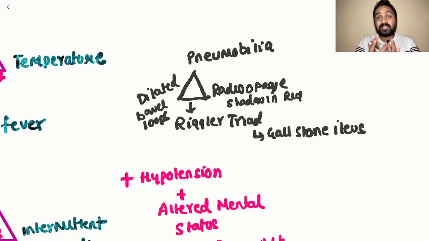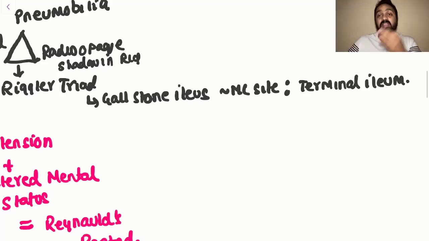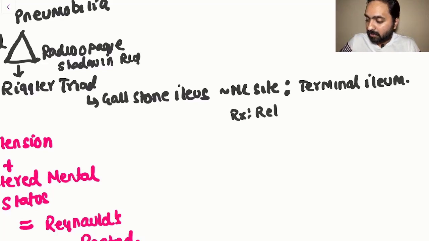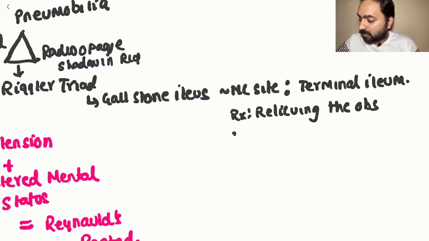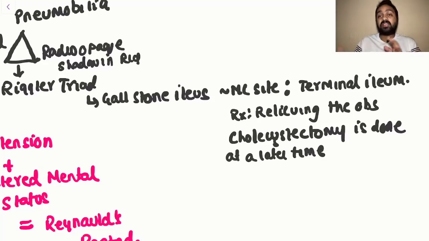If we visualize what sort of questions can be formed from here: a 55-year-old lady presents to the emergency with pneumobilia. An X-ray was done where a radio-opaque shadow is seen in the right lower quadrant and dilated bowel loops are seen. What will be your management? First you need to form the diagnosis. The diagnosis is gallstone ileus. The most common site is the terminal ileum. The treatment will be relieving the obstruction, that is, we are going to make an enterotomy and remove the stone. Please remember, cholecystectomy is done at a later time. It is usually not done in the same setting.